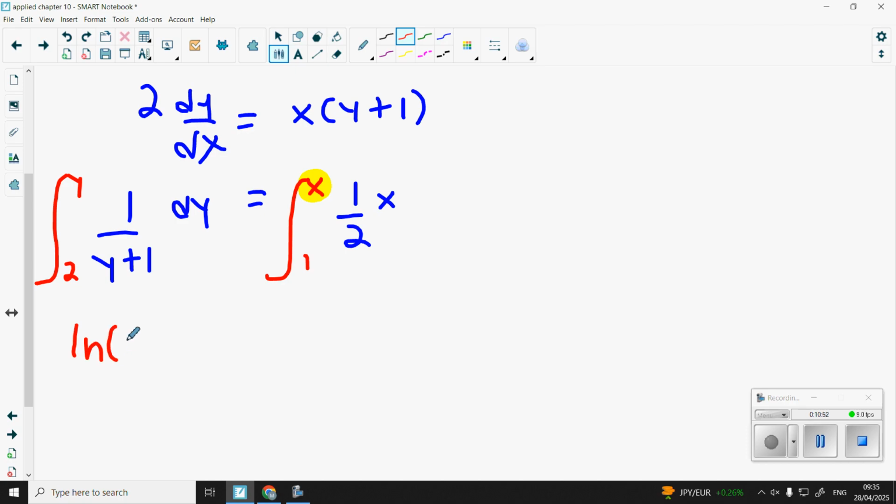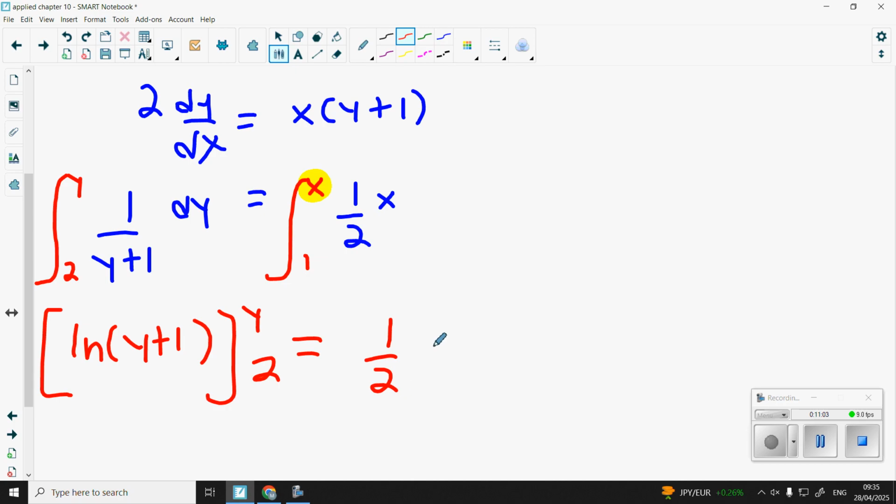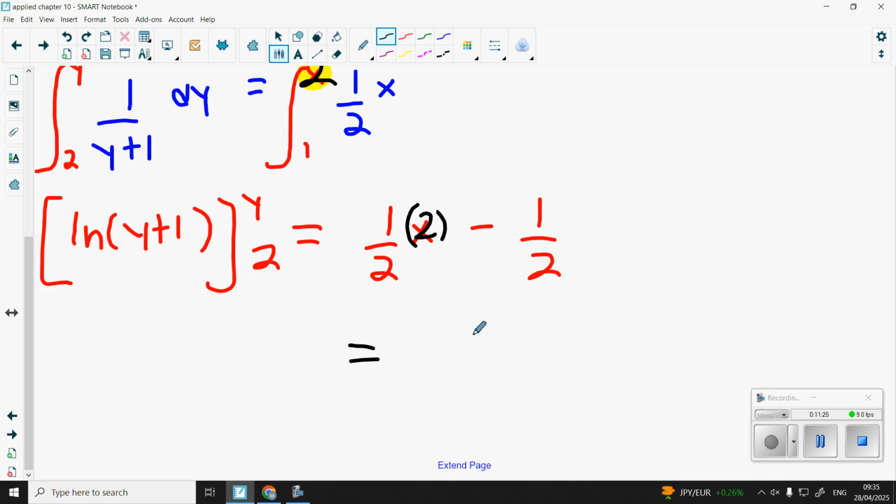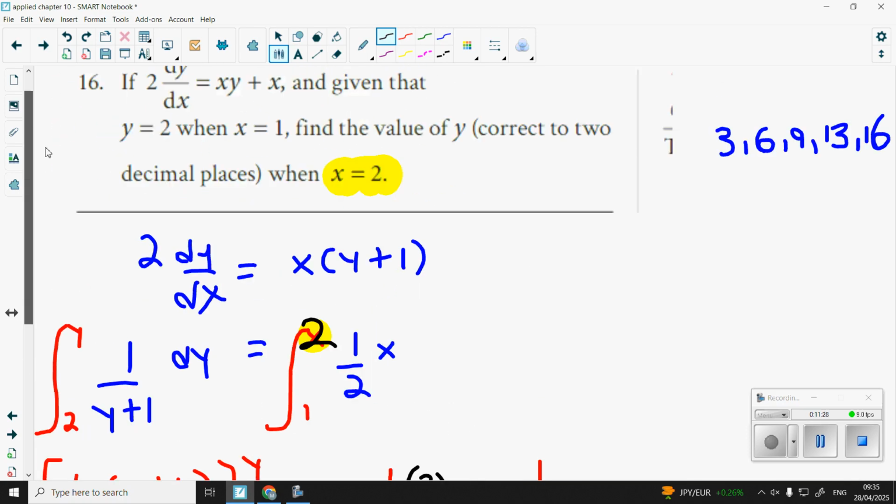All right. Did anybody get ln y plus 1 from y to 2? And then I'm going to get a half x minus a half. Do you know what I'm thinking here? I'm thinking actually just putting in the 2 is much faster. So 2, 1 take away a half is what? Half, isn't it? So I'm going to do it this way instead. It seems a lot faster, to be fair to it.